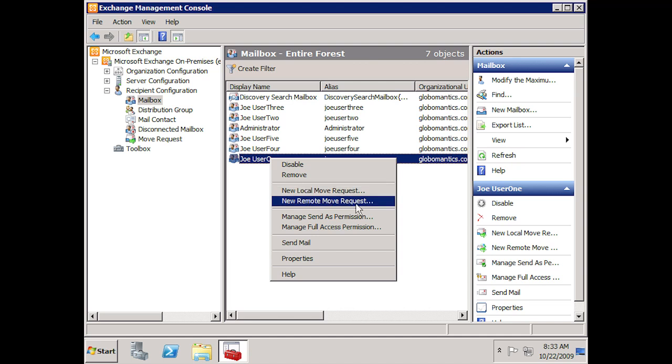So you might be thinking, oh, this is a remote move request because I'm going to move it from a remote server, Exchange 2007, over to this local server, Exchange 2010. But in actuality, that's not the case.